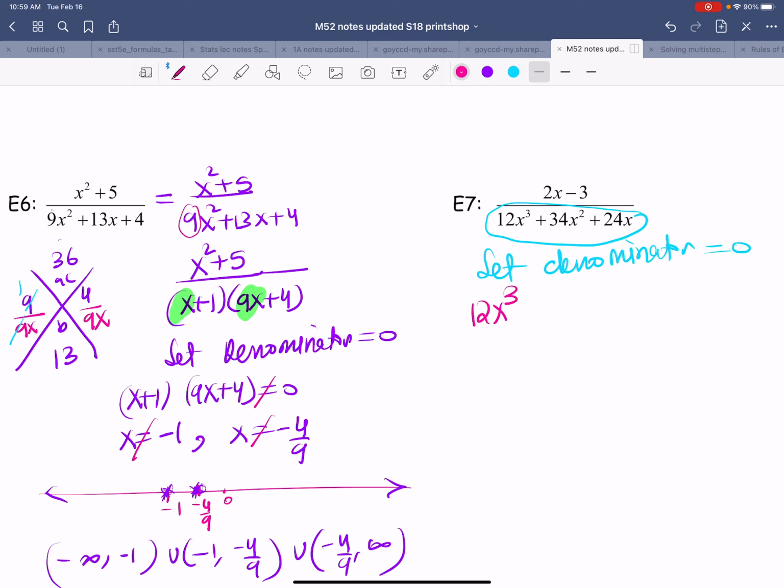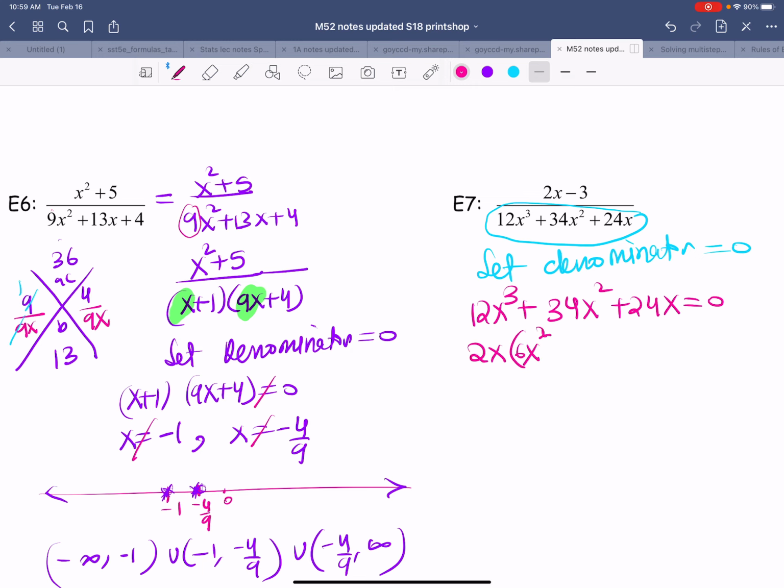So 12x to the third plus 34x squared plus 24x equal to 0. Let's see. If there's a common factor in here, looks like there's a common factor 2x, which gives me 6x squared.